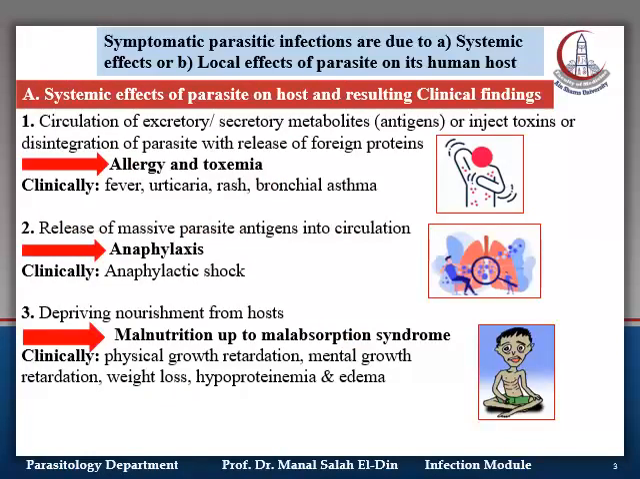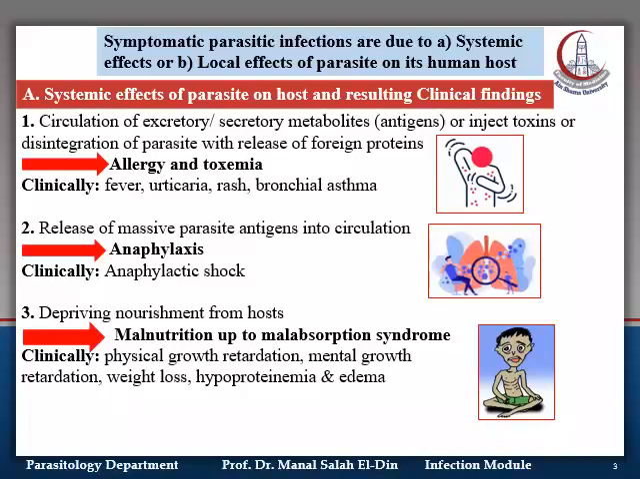Symptomatic parasitic infections are due to systemic effects or local effects of parasite on the human host. We're going to talk first about the systemic effects of parasite on host and the resulting clinical findings. First, the circulating excretory products or metabolites or antigens or even toxins of the parasite, or even disintegration of the parasite, will release foreign proteins. These foreign proteins will lead to allergy and toxemia, clinically manifested as fever, urticaria, rash, and up to bronchial asthma.